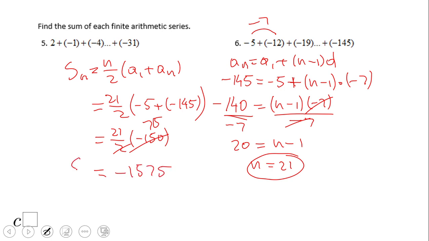If you end up with -1576 for this number 6, then you did a wonderful job.